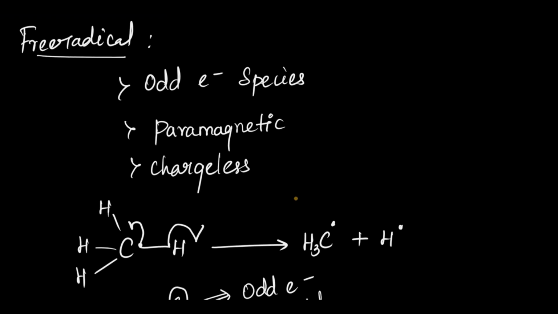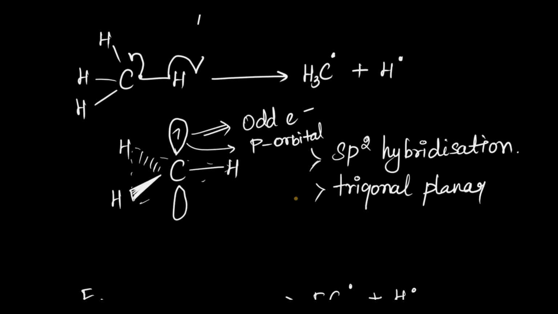These free radicals are odd electron species. They are paramagnetic because they have only one electron, that is an unpaired electron. And these are chargeless species, they don't have charges. And as you can see, this is sp2 hybridized and trigonal planar.